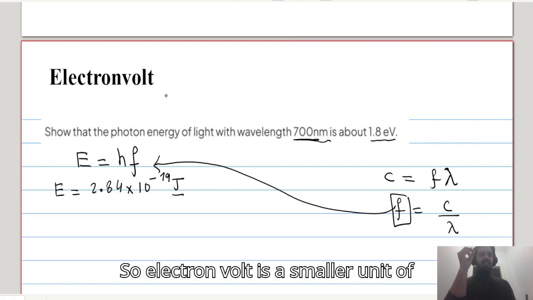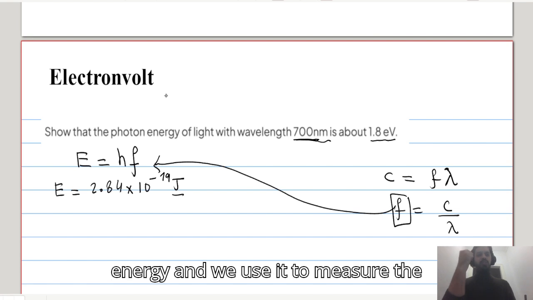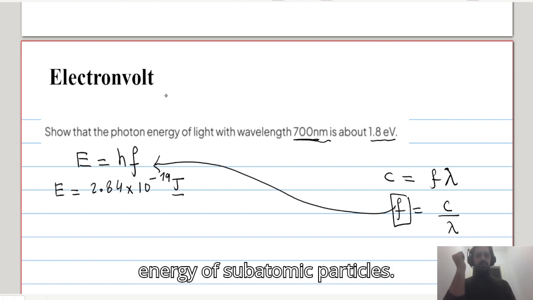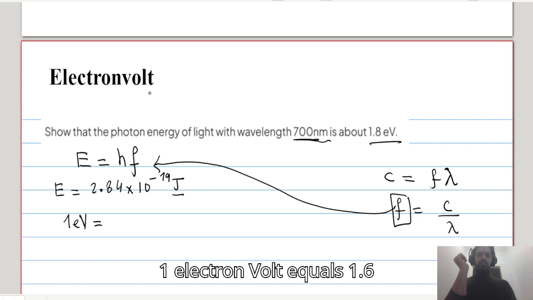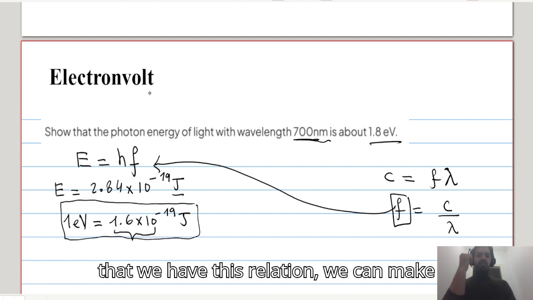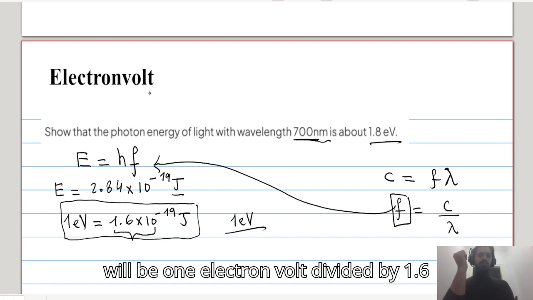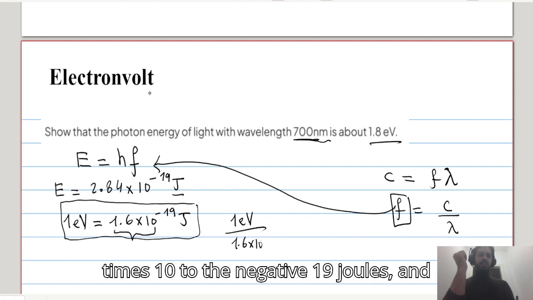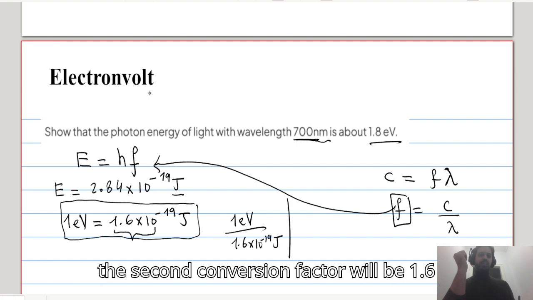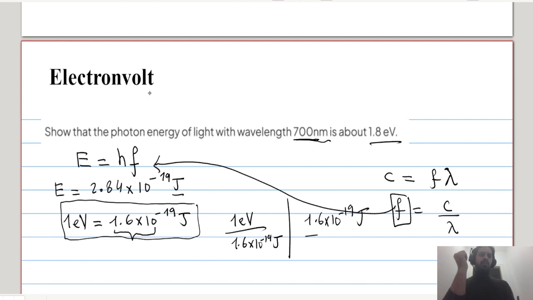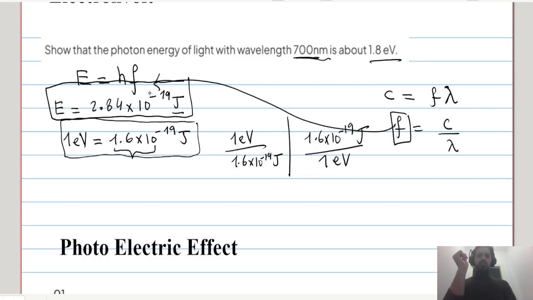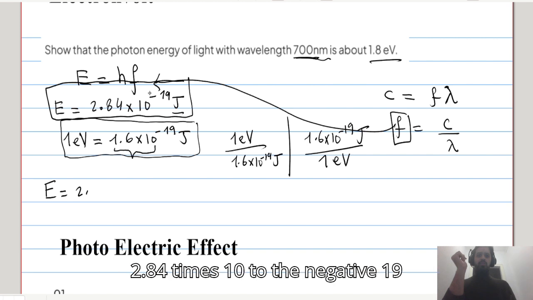So the electron volt is a smaller unit of energy, and we use it to measure the energy of subatomic particles. 1 electron volt equals 1.6 times 10 to the negative 19 joules. Now that we have this relation, we can make two conversion factors. The first one will be 1 electron volt divided by 1.6 times 10 to the negative 19 joules. And the second conversion factor will be 1.6 times 10 to the negative 19 joules divided by 1 electron volt.